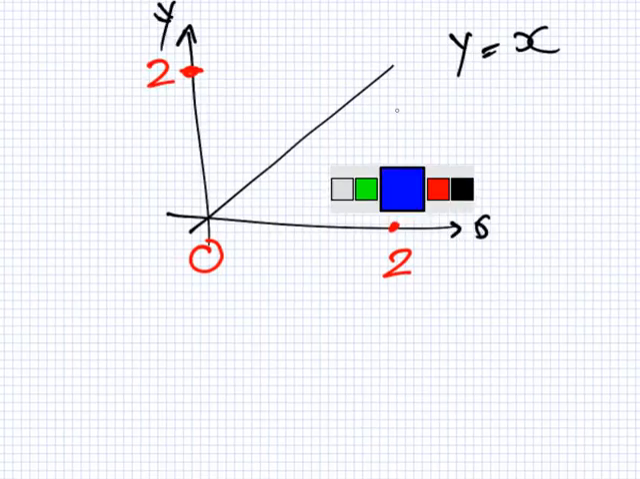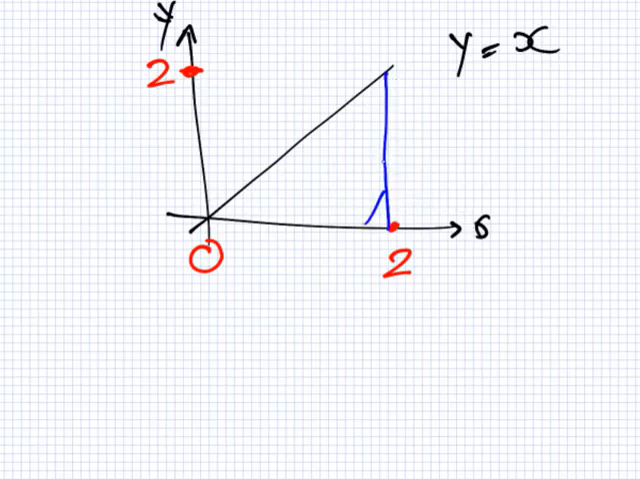So if you want to calculate this area here, you know what the answer should be because it's a triangle. So we're doing something simple first. And what should the answer here be? Well, how big is the base? 2. And the height? 2. So a half times 2 times 2 is 2. So the answer should be 2.